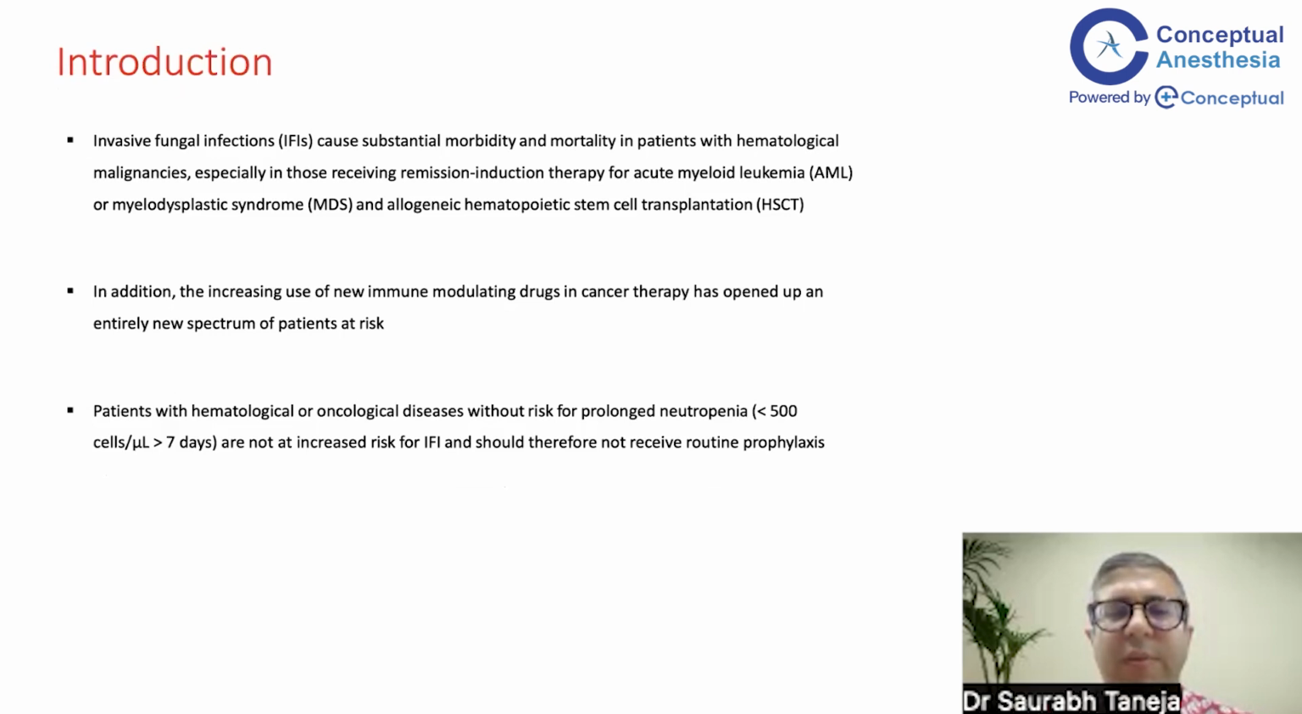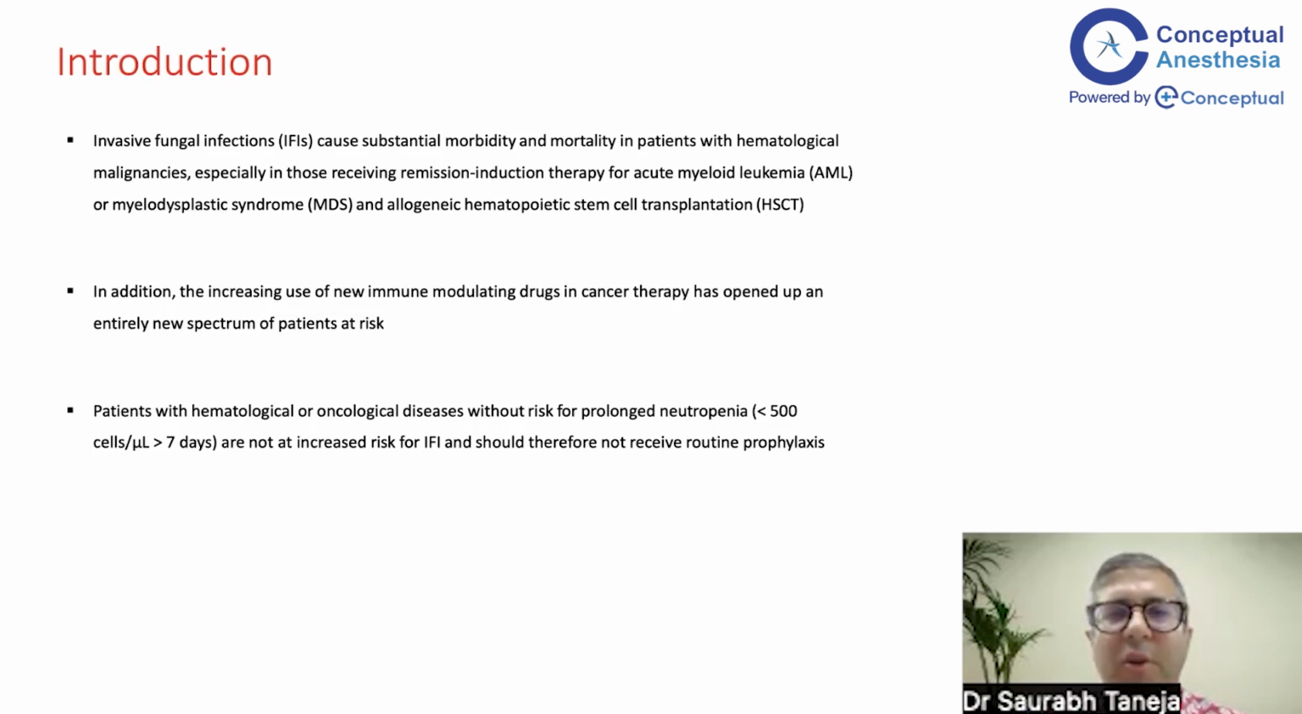Invasive fungal infections cause substantial morbidity and mortality, and the patient usually has some risk factors. Various risk factors that we know include hematological malignancies like AML or myelodysplastic syndrome, or allogeneic hematopoietic stem cell transplantation. Plus nowadays immune modulating drugs in cancer therapy have come up. They present a new spectrum of patients at risk. Plus there are patients with hematologic or oncologic disease without risk of prolonged neutropenia. So we should know what prolonged neutropenia is.